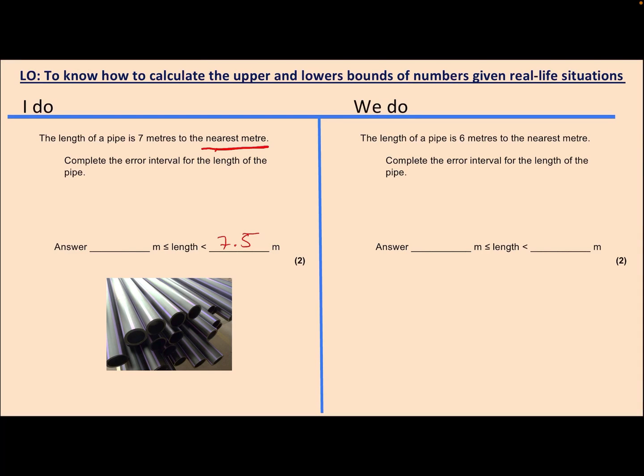And to find our lower bound, we're going to take away that amount from 7. So we end up getting, for our lower bound, 6.5. So therefore our error interval is as follows.